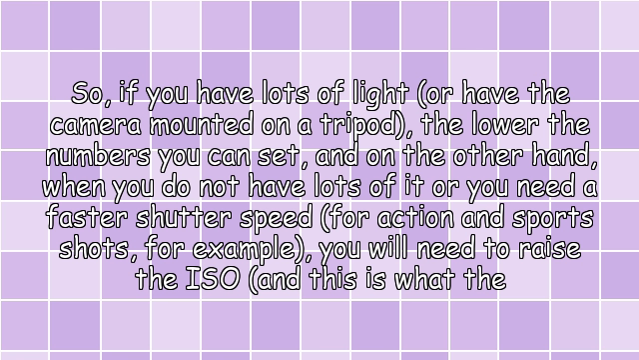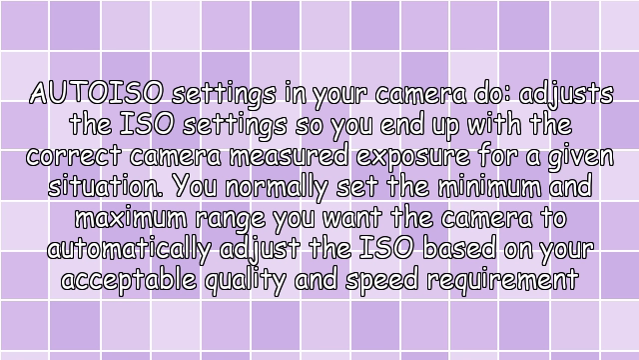So if you have lots of light or have the camera mounted on a tripod, the lower the numbers you can set, and on the other hand, when you do not have lots of it or you need a faster shutter speed for action and sports shots, for example, you will need to raise the ISO, and this is what the Auto ISO settings in your camera do. It adjusts the ISO settings so you end up with the correct camera measured exposure for a given situation. You normally set the minimum and maximum range you want the camera to automatically adjust the ISO based on your acceptable quality and speed requirement.